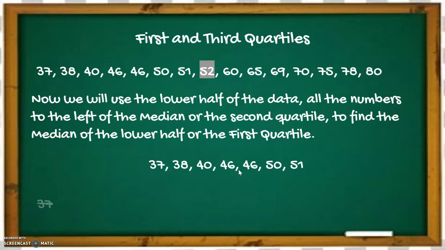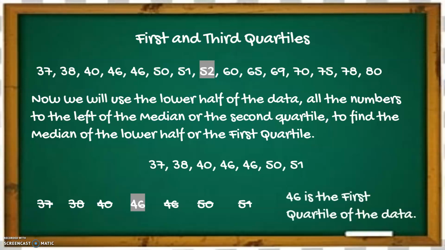So let's look at what we have. So we're going to mark out from left to right, as we learned when we find the median, until we get to that middle number. And in this case, 46 is our middle number of the lower half. So 46 is the first quartile of the data. Okay, the first quartile of the data.